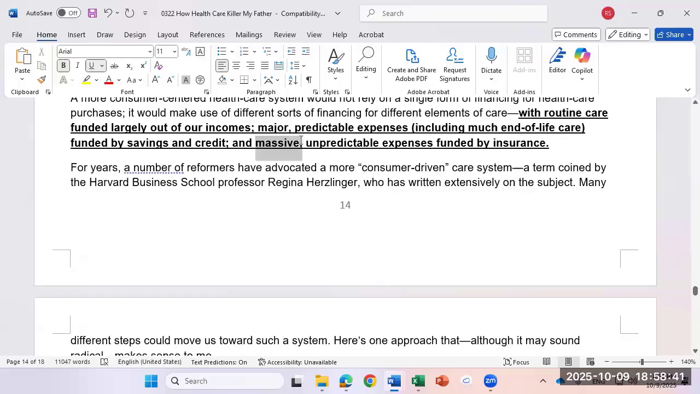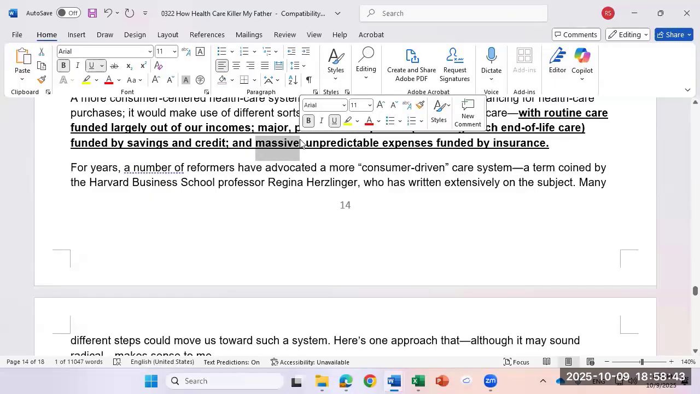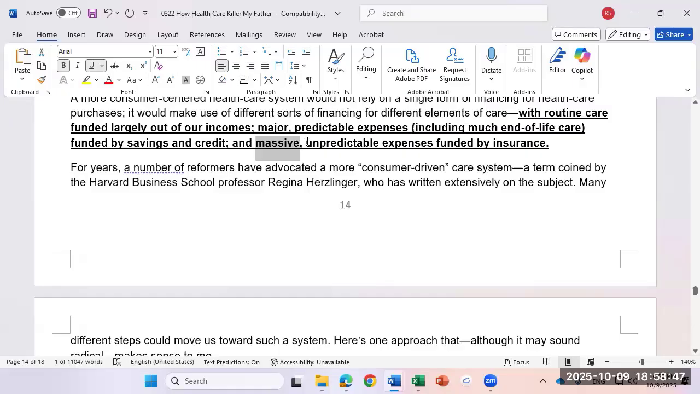Massive, we'll see what he means by massive. Remember the previous article, he was talking about $5,000 deductibles. You're gonna see his massive. And unpredictable, it's both of these. It's not or, massive or unpredictable. He says massive and unpredictable. So end of life is what? Massive and predictable. Maternity is what? Massive and predictable. So he's pretty extreme. Massive unpredictable expenses to be funded by insurance.